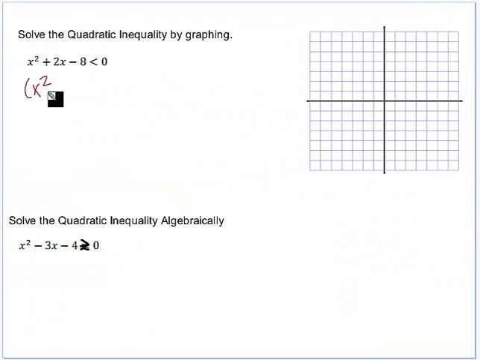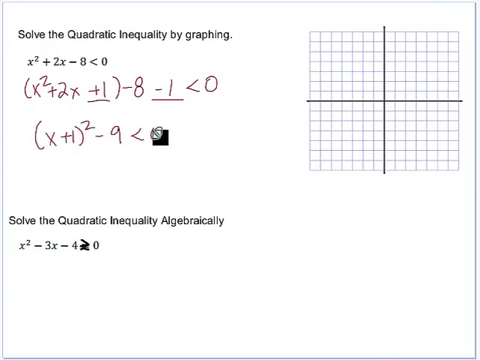So we'd have the x squared plus the 2x, then minus the 8. So here for vertex form, we'd add 1 and then subtract 1 at the end to keep it the same. So this would be x plus 1 squared minus 9 is greater than 0. So your vertex at this one is negative 1, negative 9.